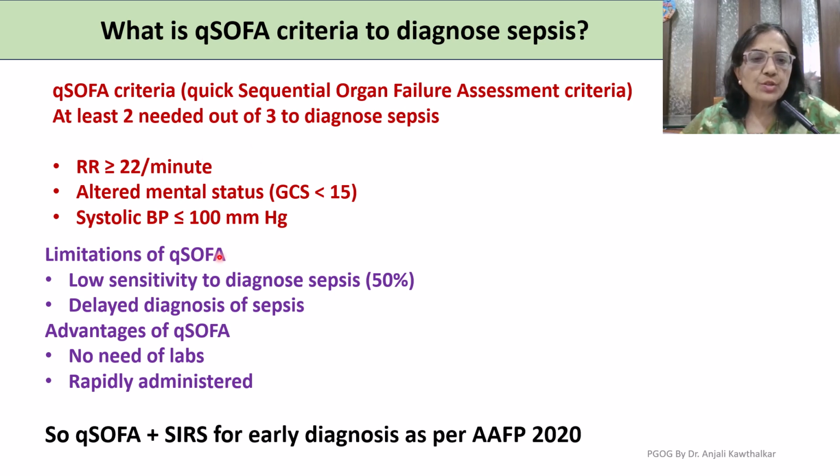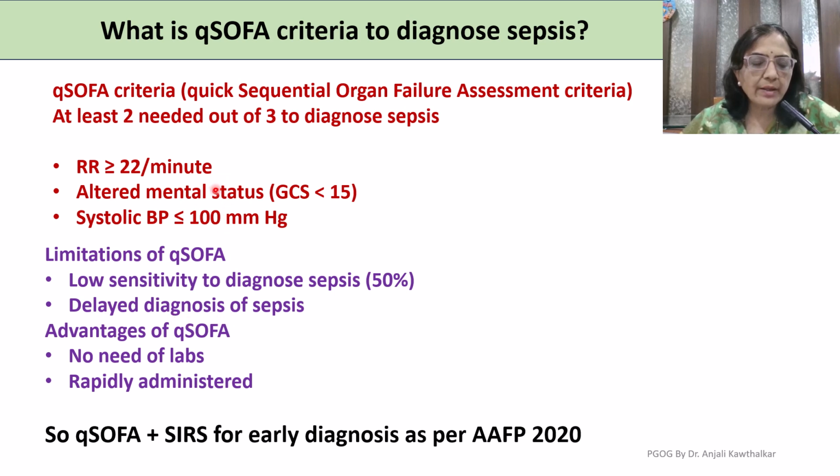Now, what are the limitations of this Q-SOFA? It also has low sensitivity to diagnose sepsis, same as SIRS, 50%. Now, it might lead to late diagnosis of sepsis. There is a possibility of a delayed diagnosis.